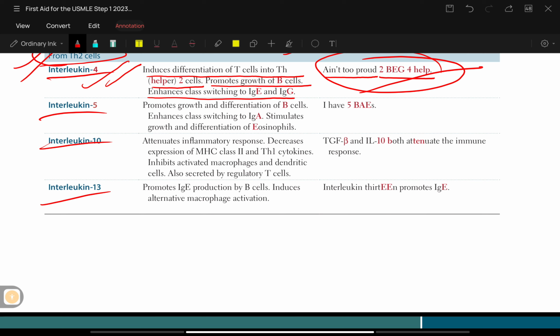Now interleukin 5 promotes growth and differentiation of B cells, enhances class switching to IgA, stimulates growth and differentiation of eosinophils. That is how 5 B's are given.